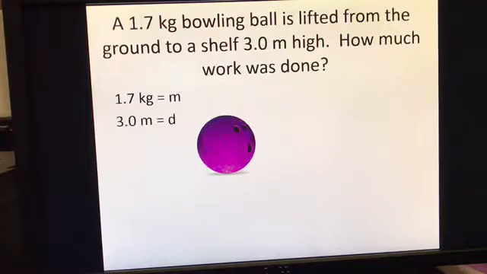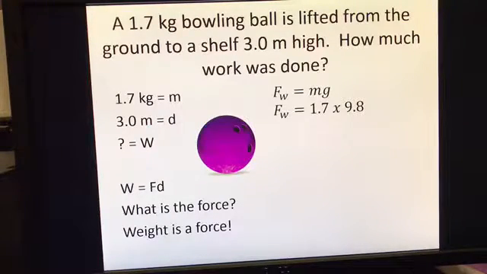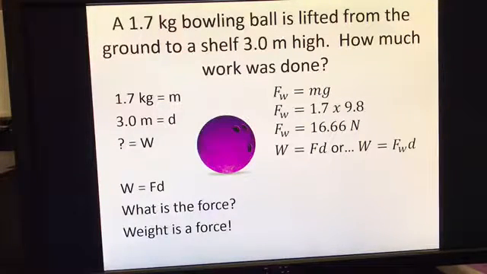1.7 kilograms is mass. 3 meters is distance. Work is the question. Work is force times distance. Wait a second. What's the force? Weight is a force. So force of weight is mass times gravity. Plug in 1.7 mass, 9.8 gravity. There's your force of weight. So work is force times distance, or you can say work is force of weight times distance. Put it all together.